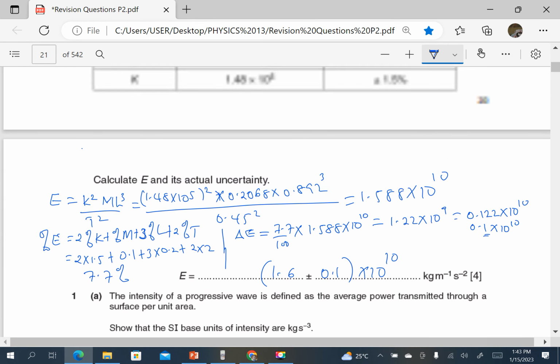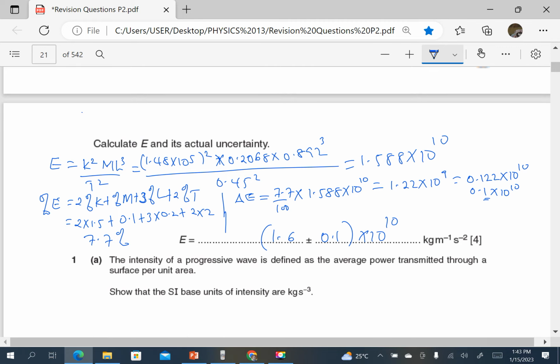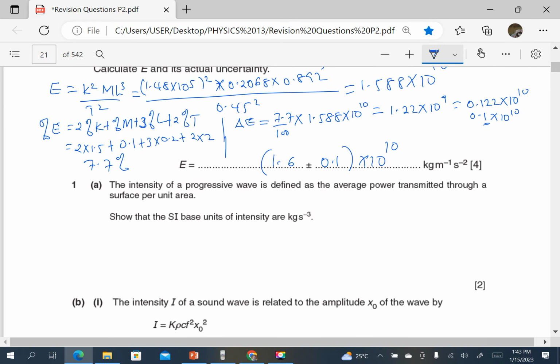So I think we stopped on page 21. I think we had stopped on that question. So this is part 2, and let's start from where we stopped. The intensity of a progressive wave is defined as the average power transmitted through a surface per unit area. That is, intensity is power per unit area. Show that the SI base units of intensity are kilograms per second cubed.